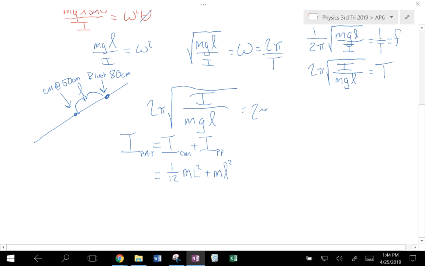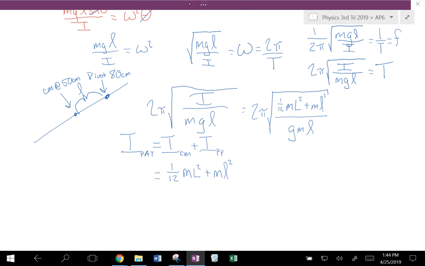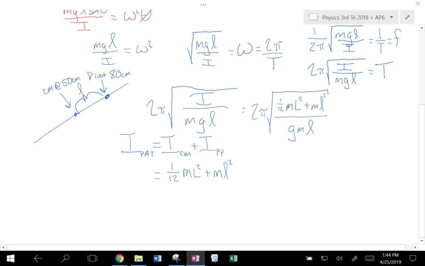So 2 pi root of 1/12 ml squared plus m other L squared, all over g times m times l. And so you can see the mass of the stick doesn't matter here. You can cancel that out.